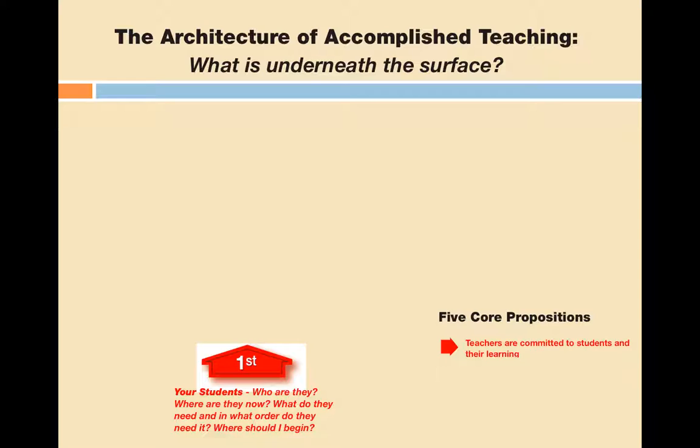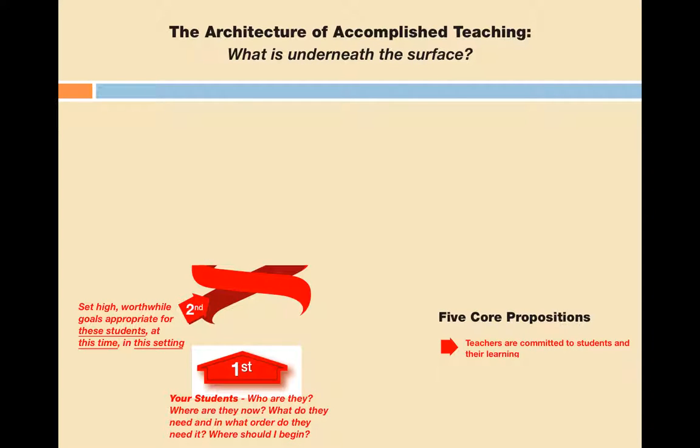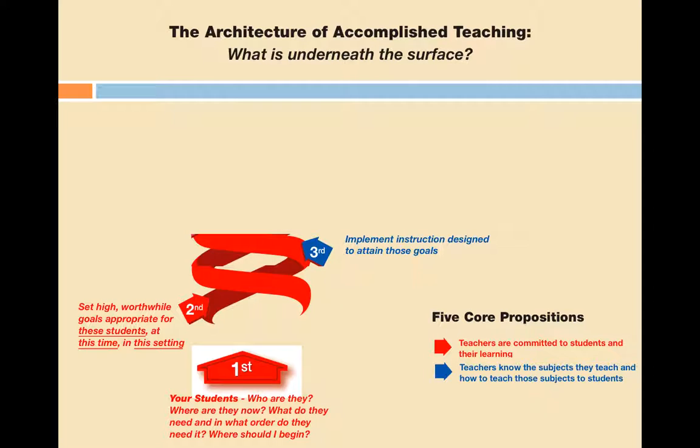Step one in the architecture is starting always with your students. Who are they? What are their unique needs? What do they need in order to succeed? And it ties in with the first core proposition. Next step is setting high, worthwhile goals. We're going to be talking about the difference between a goal and an activity. The next step, which ties in the second core proposition, is that you implement instruction designed to attain the goals that you set.